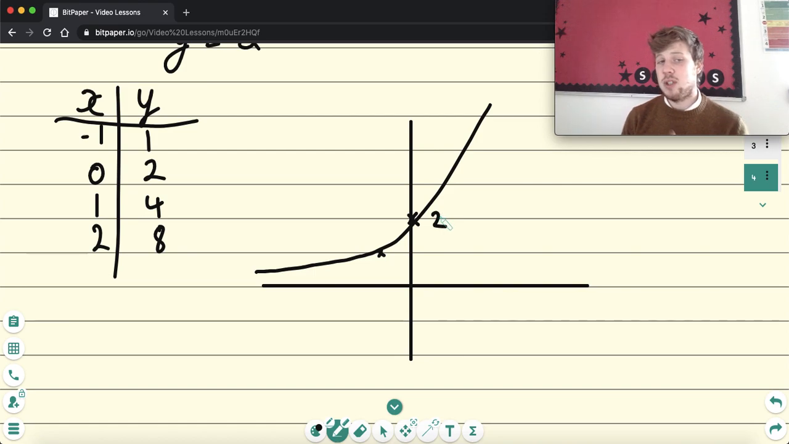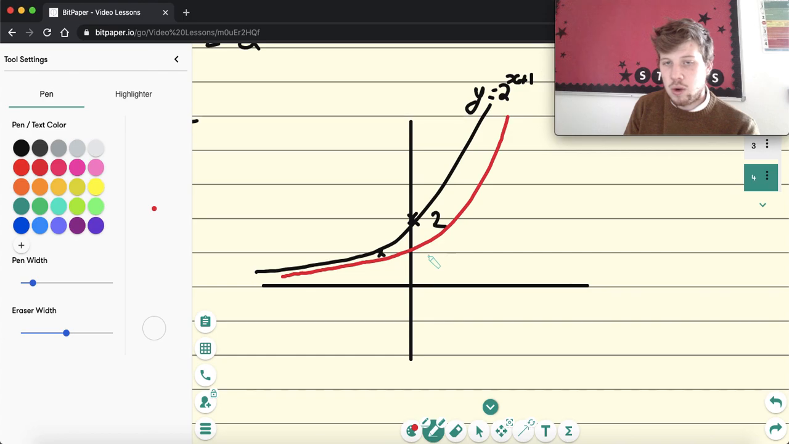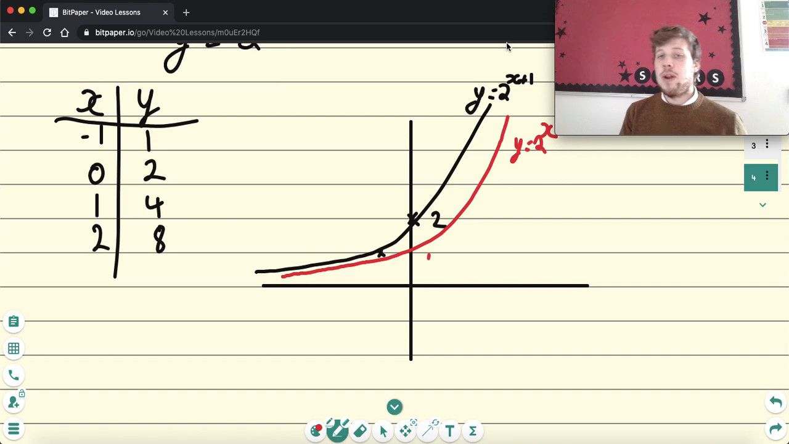My horizontal asymptote will stay the same because I'm not translating my graph vertically upwards. The only thing that has happened is that, let's say this is y equals 2 to the x plus 1. If I just draw on the same axis y equals 2 to the x, where this would go through at 1. So this is y equals 2 to the x. So when we have something in the power, let's say it's y equals a to the x plus b, whatever b is, it's just a horizontal shift of our graph. So our standard graph is the same.